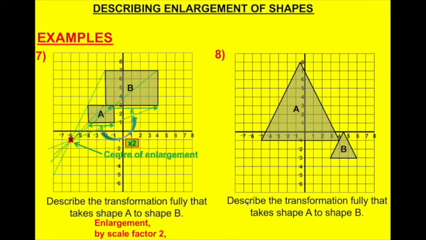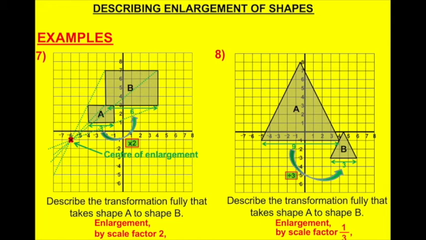Same thing here. Describe the transformation fully that takes shape A to B. A is the object, B is the image. It is an enlargement, of course. What about the scale factor? Well, you count the relevant side. This length is 9 units on the object A, and on the image B, the length is 3. So going from 9 to 3, of course, you divide by 3. So it is an enlargement by a scale factor of 1/3.